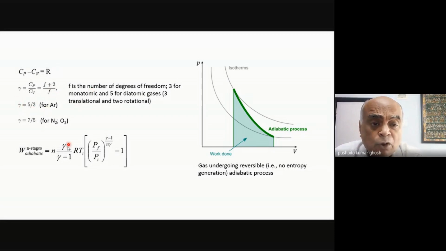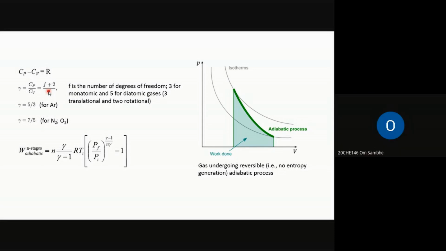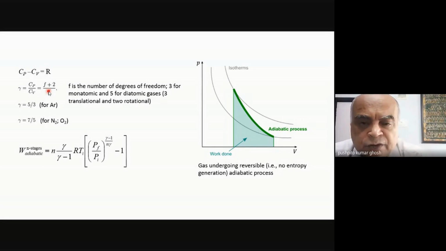Whereas if I'm talking about, let's say, a diatomic gas like nitrogen and oxygen, my degrees of freedom now, F, is equal to how many? What will be my degree of freedom for a diatomic molecule? 5. 5, absolutely correct. 3 translational like before, and then it can rotate in 2 ways. So there are 2 rotational degrees of freedom. So it's 5. So it will become now 5 plus 2, 7, 7 upon 5.